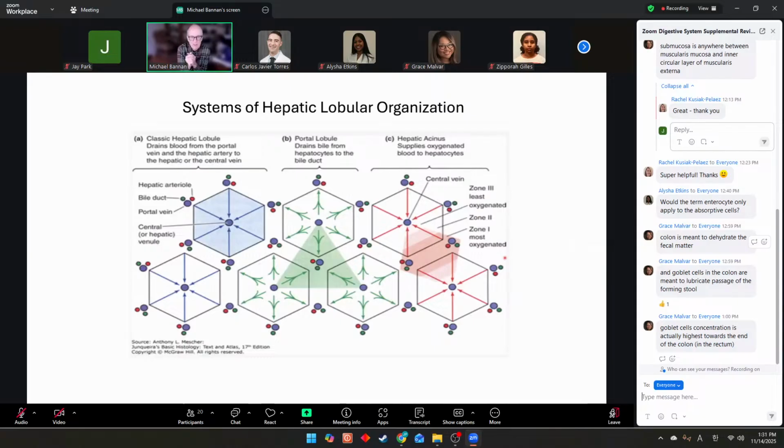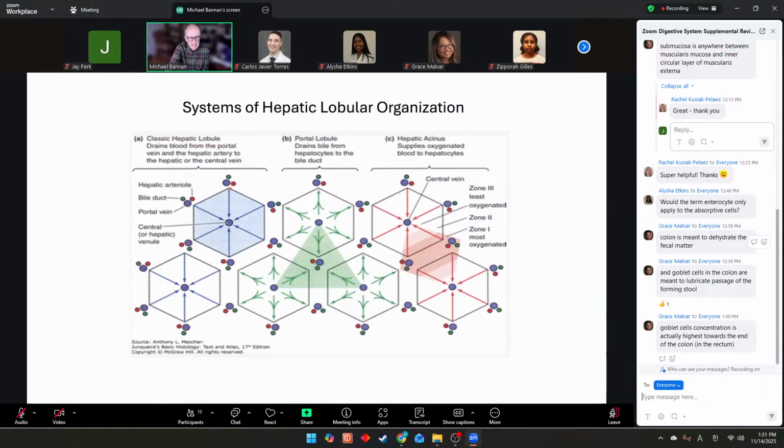So let's take a look at this system of organization. This is from Junqueira. So you can see there are 3 systems of organization of the architecture of the liver. And what we've been talking about so far is the one on the left. This is a very important one. This is the classic hepatic lobule.